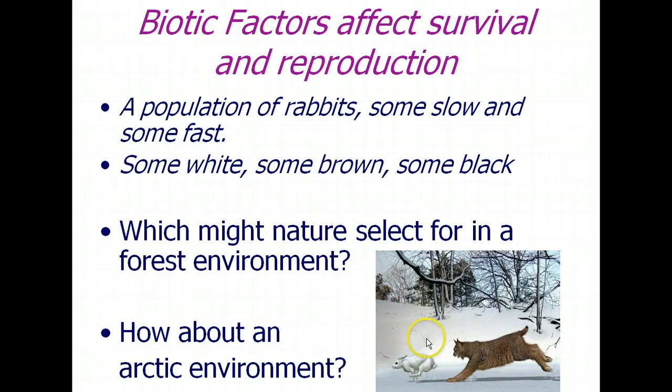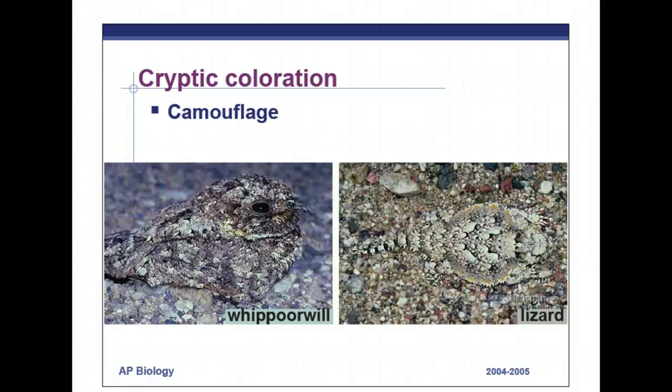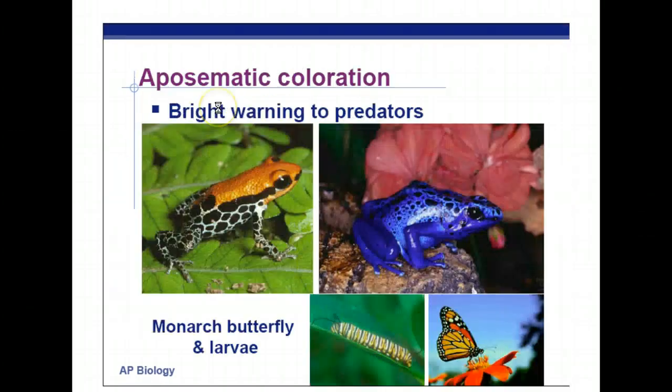Same is true of camouflage. If camouflage does provide a survival advantage, then that can be selected for if members that have that camouflage survive and reproduce better. Cryptic coloration is also called camouflage. Aposematic coloration is warning coloration, and we have some examples here with the monarch butterflies as well as the poison tree frogs.